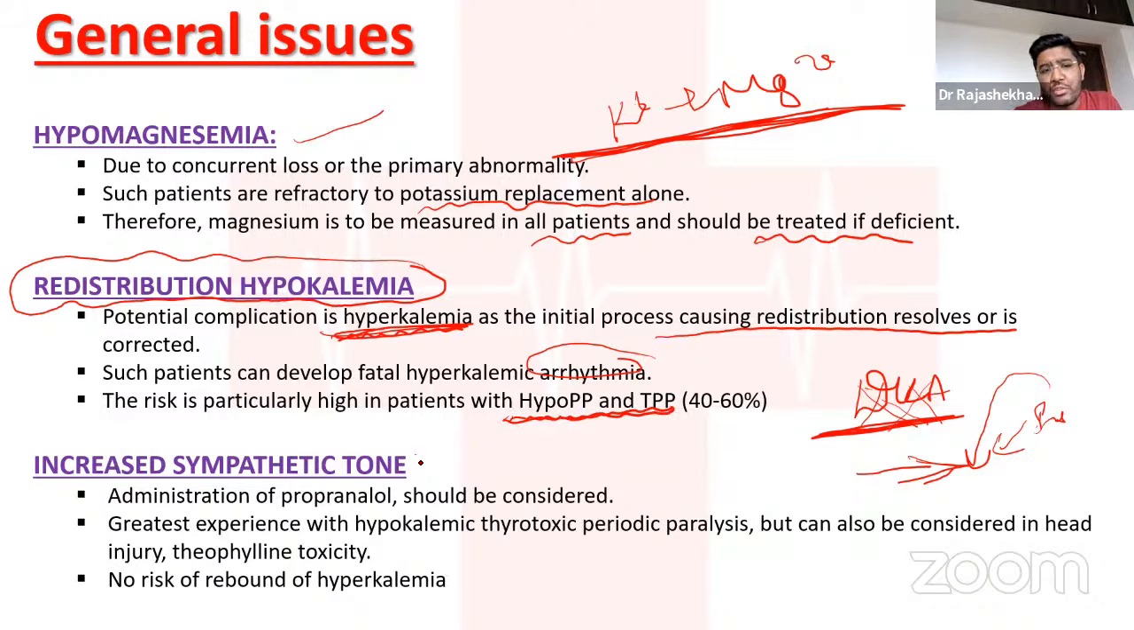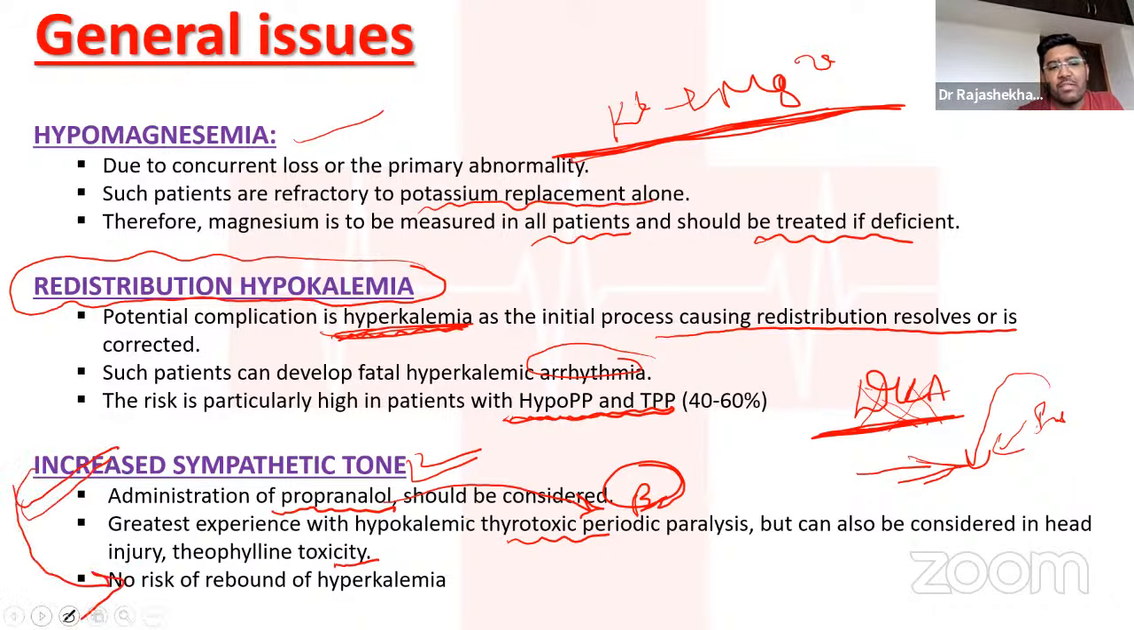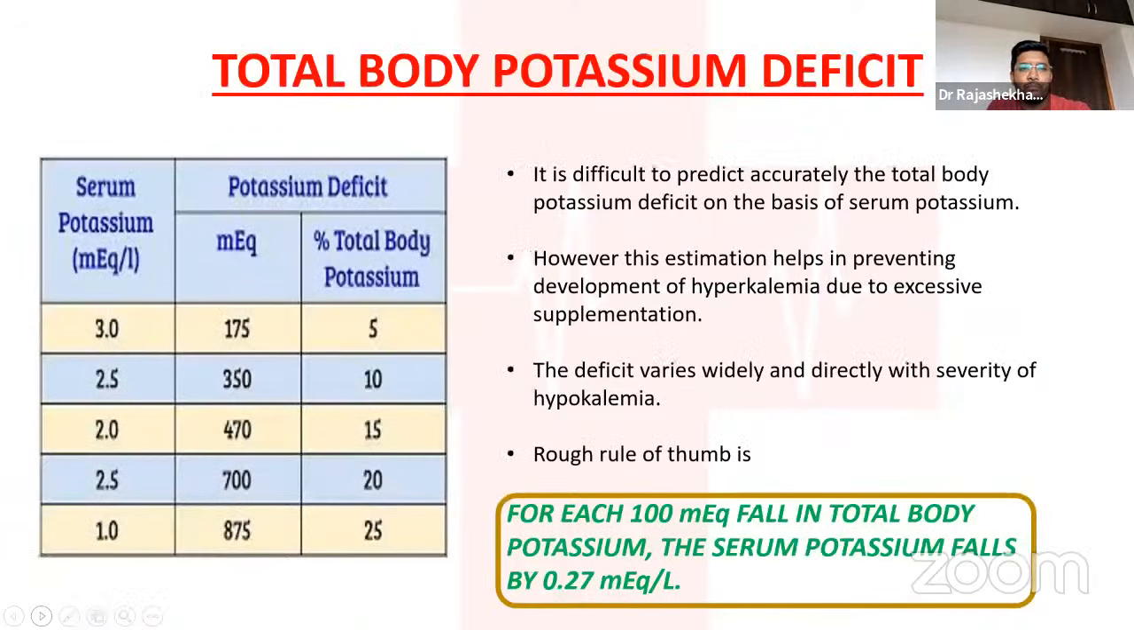Then there are patients with increased sympathetic tone. As I told you, in case of thyrotoxicosis, head injury and theophylline toxicity, here it is better to administer propranolol, which by blocking these beta 2 receptors can inhibit the movement of potassium into the cell. So in this particular condition, the risk of hyperkalemia is very less. So if you see a patient of alcohol withdrawal or theophylline toxicity or thyrotoxic periodic paralysis presenting with hypokalemia, instead of giving potassium, we can give propranolol to address the basic cause, as the risk of hyperkalemia is also less in case of propranolol.